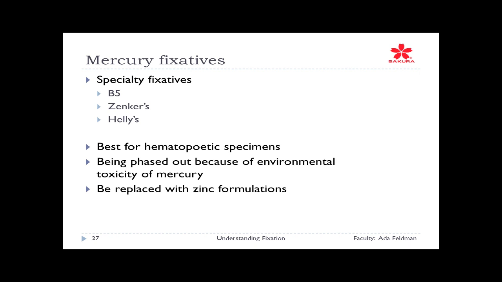But the B5, the Zenkers, the Helly's, the mechanisms on how these are really working are poorly understood. You know that the B5s and Zenkers and Helly's are a combination. Yes, you've got the mercury salt, some have alcohol, some of them have formalin. So it'd be kind of like taking the zinc formalin with everybody competing for the sites. But the mercury in there is a metal enhancement, and that's what is actually causing all of the superb nuclear detail.